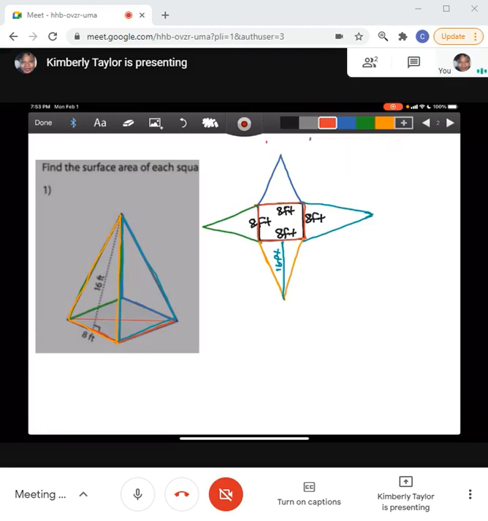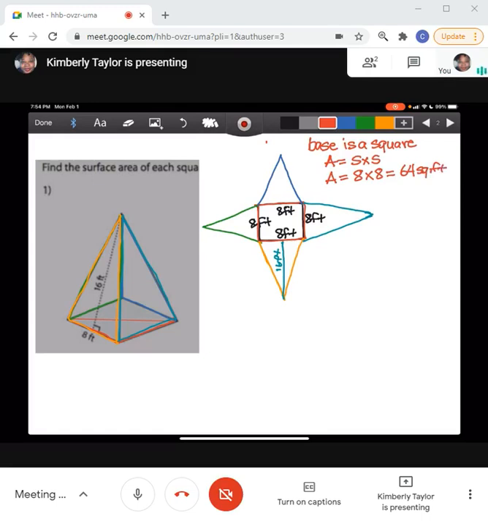So the base of this pyramid is a square. In order to find the area of the square, it is side times the side. So each side is 8 feet. So it's going to be 8 times 8. So that's going to be 64 square feet.